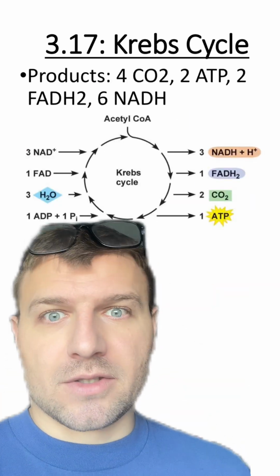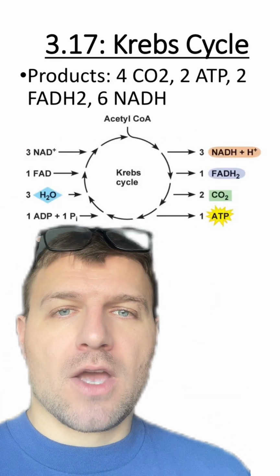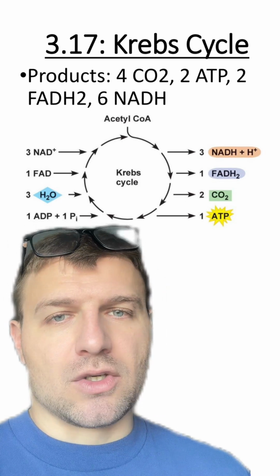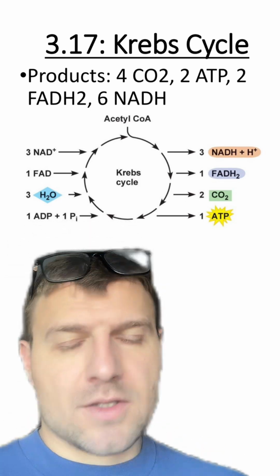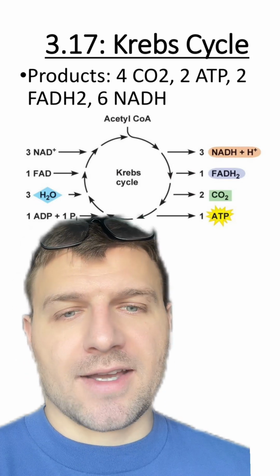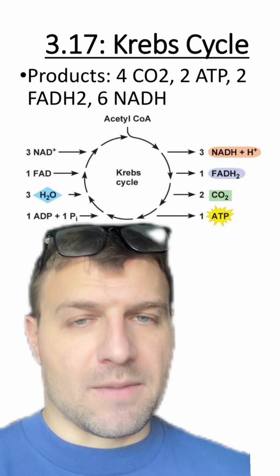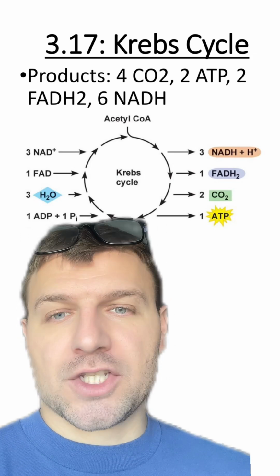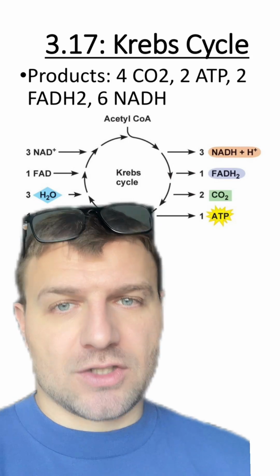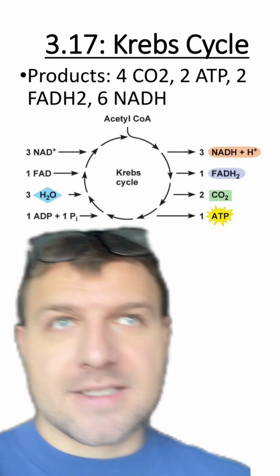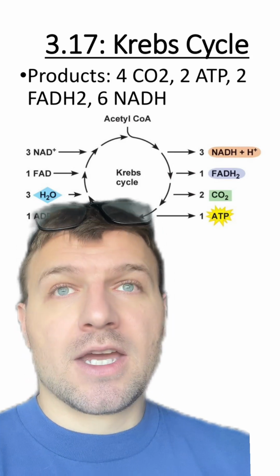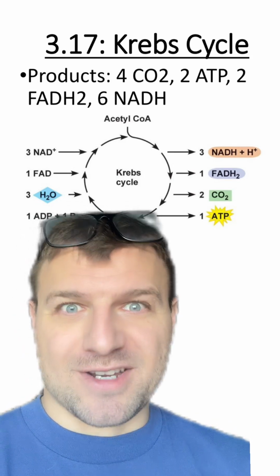So again, since glucose turns this whole process twice, we produce 4 CO2, 2 ATP, 2 FADH2, and 6 NADHs. So far, we haven't really produced a lot of ATP. We only have produced 2 in glycolysis and 2 in the Krebs cycle. But a lot of our energy is going to be, at this point, stored in those molecules of NADH and FADH2. They're going to go on to the next step, which is going to be really important because it produces the majority of ATP during aerobic cellular respiration.